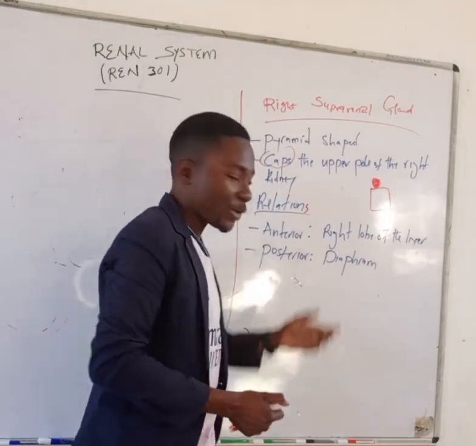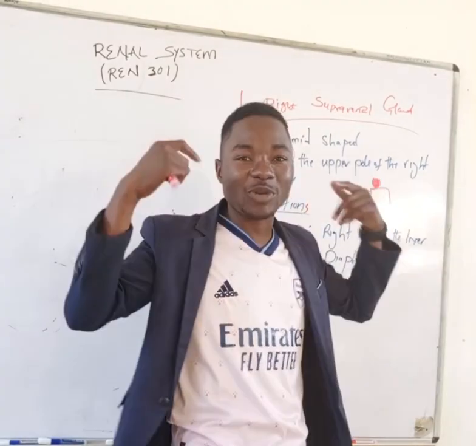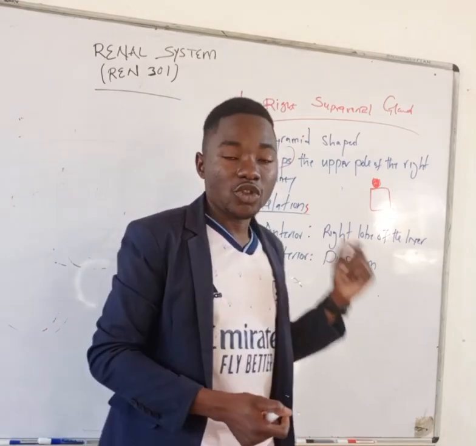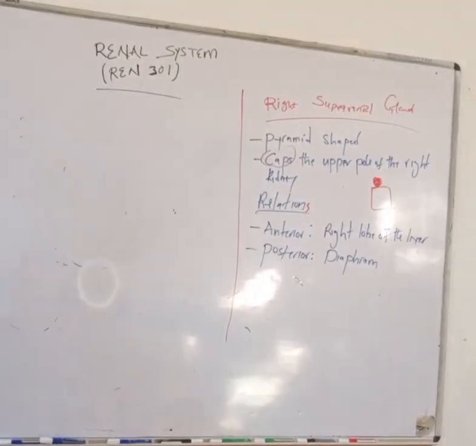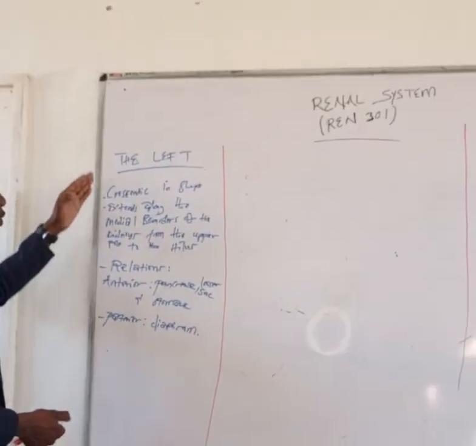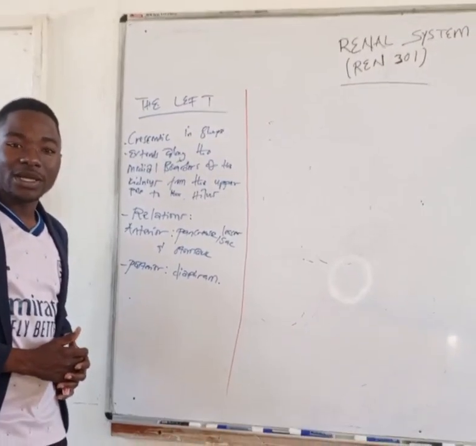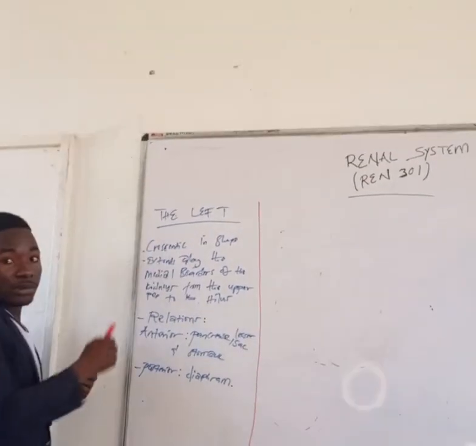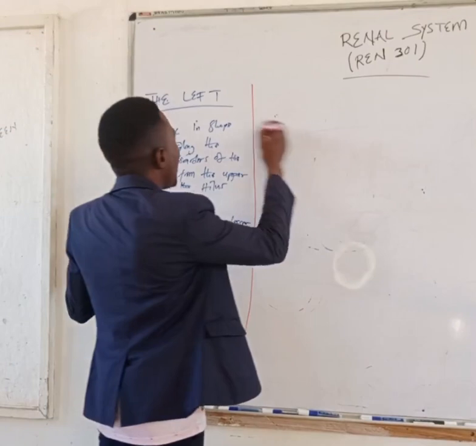And then posterior. So remember the diaphragm. The diaphragm is the structure that is posterior to the suprarenal gland, specifically the right suprarenal gland. So now let's go to the left. The left one is quite tricky. We go to the left kidney.